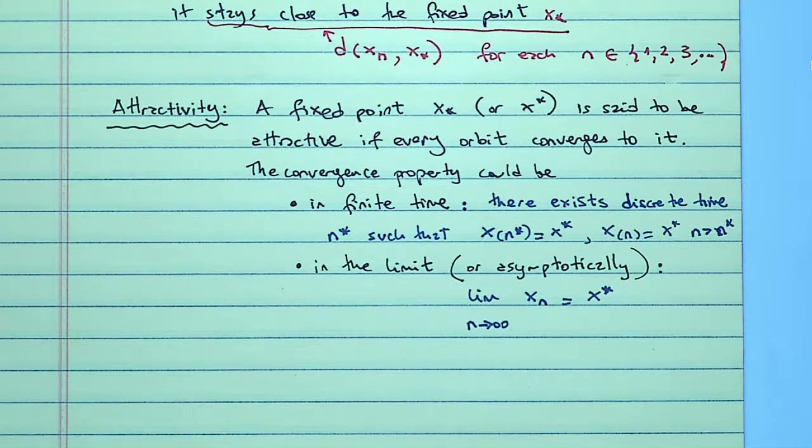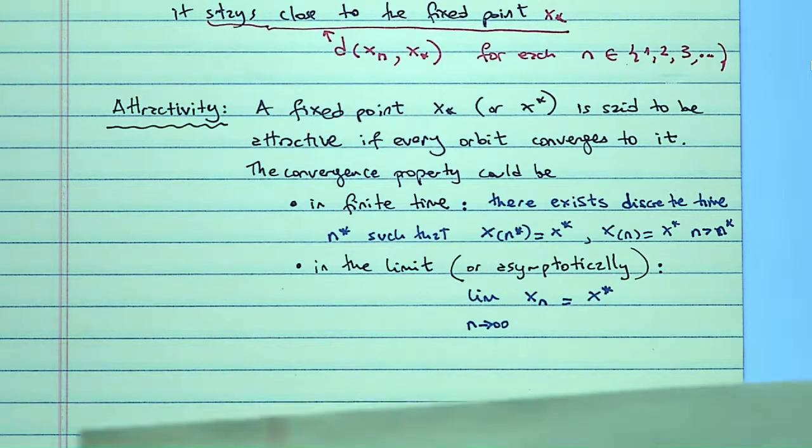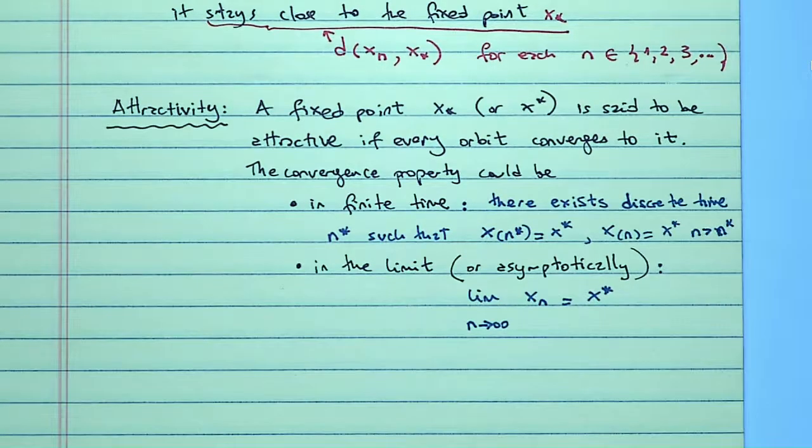Questions? At the end, what does that say after x of n is x star, n greater than n star? N star. My eraser again. It should be n star.